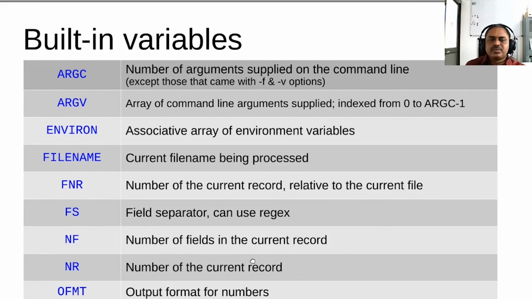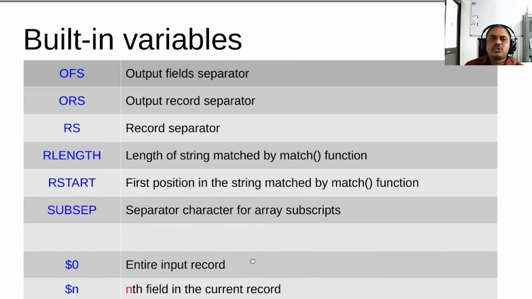There is the field separator, and the number of fields in the current record as split by the field separator on that record. How many records are we processing currently? And then what is the output format to be used to print out numbers in a pretty manner? And what is the field separator to be used for the output? And what should be the record separator to print the output? And then if there is any matching of the strings done, then what was the length of the string that is matched? What is the starting position of that particular matched string? And then what is the separator to be used for the subscripts of the arrays? All these can be customized using built-in variables of awk.